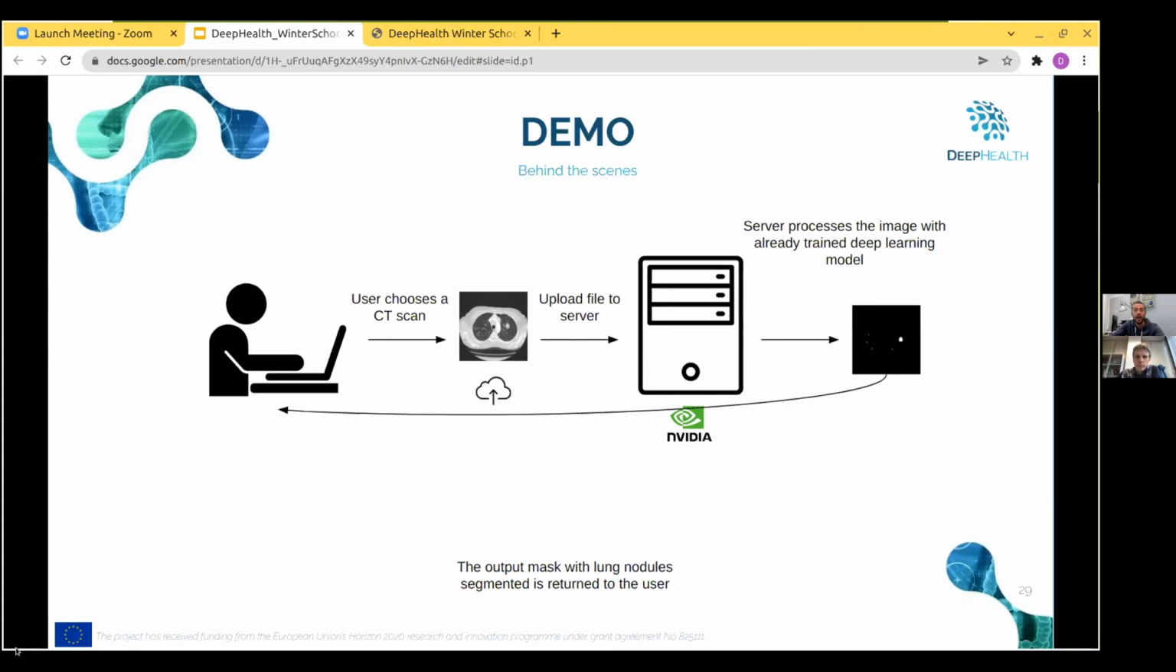At the end, I would like to show a very short demo in which we can send a CT scan to our model that is deployed on HACCP4AI, and the server will return the annotation for our CT scan.